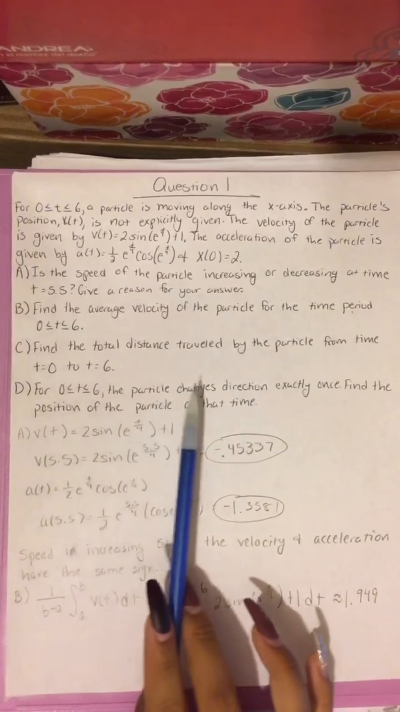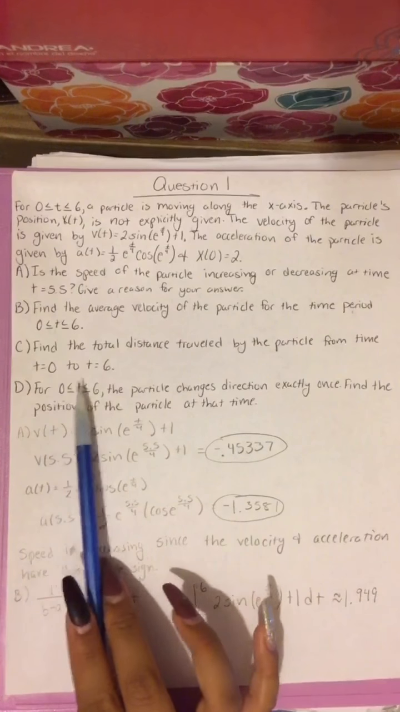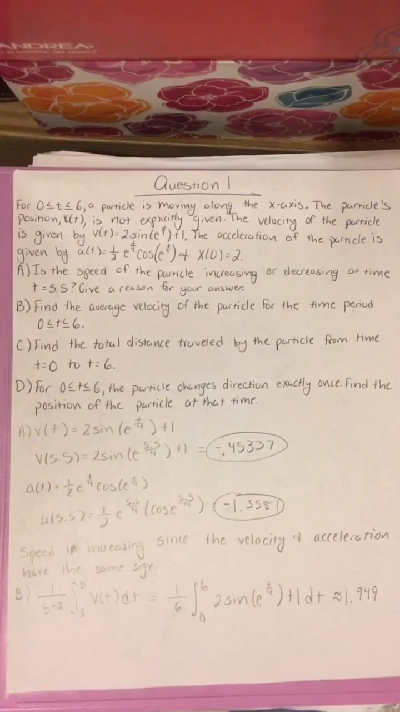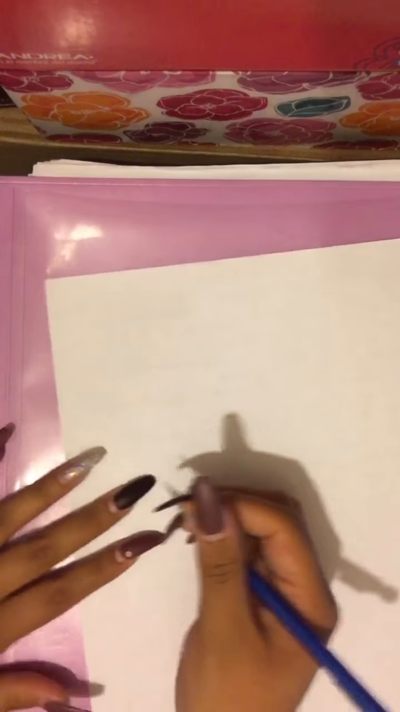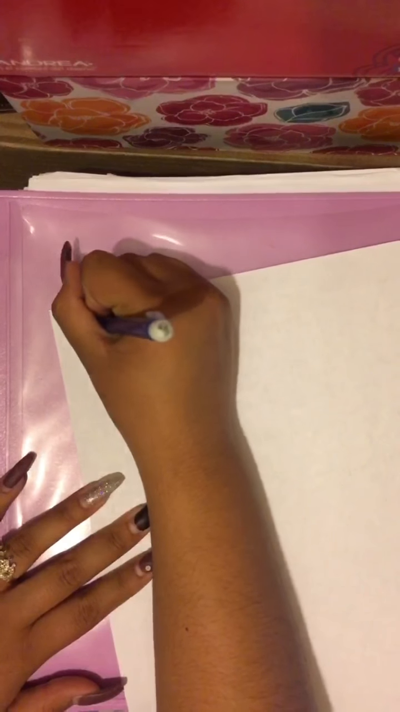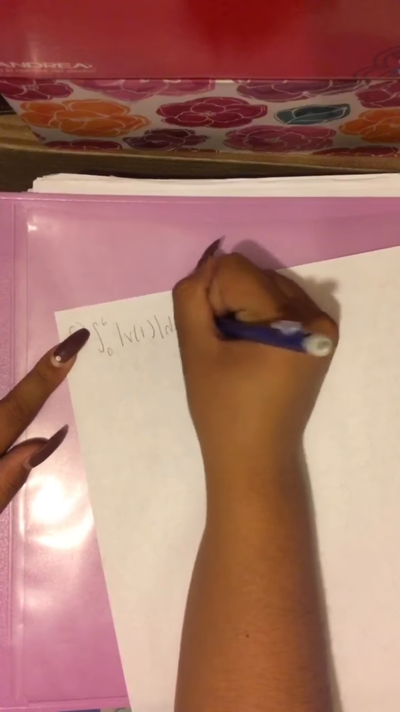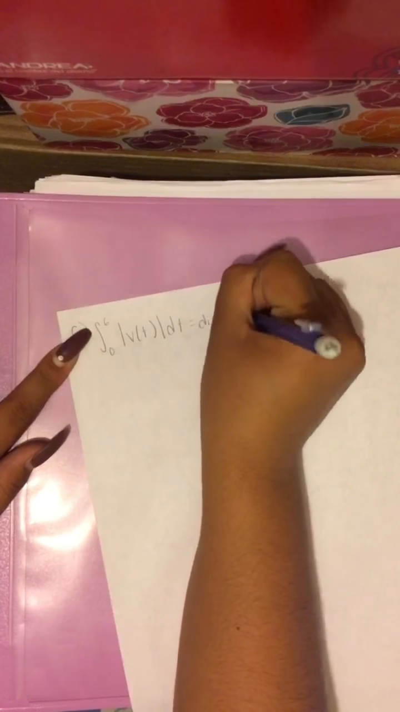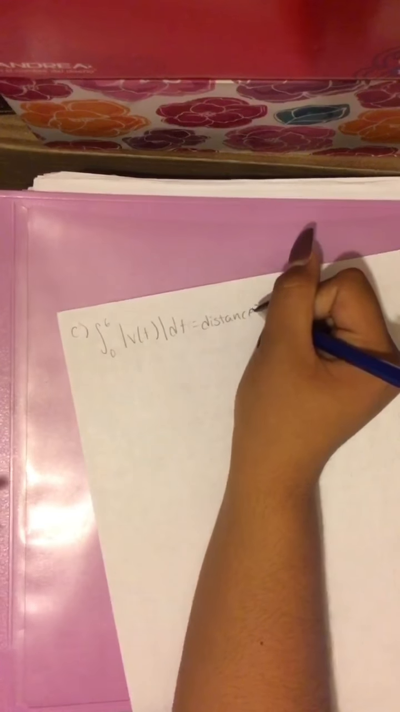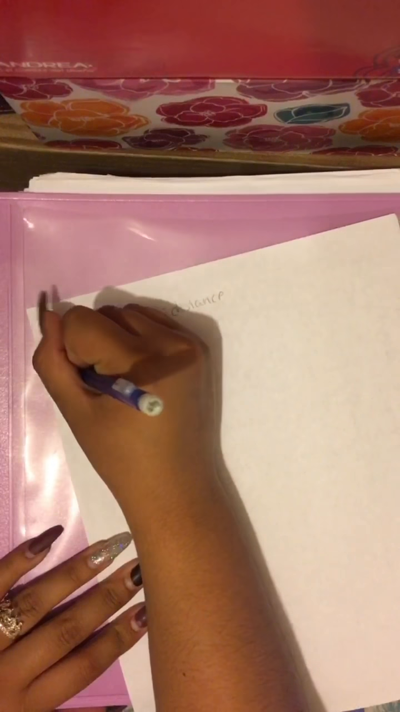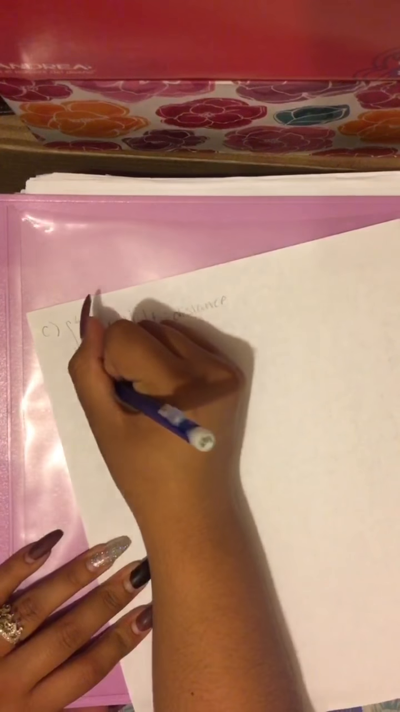So part C is: find the total distance traveled by the particle from time t = 0 to t = 6. The distance traveled is found by the integral from 0 to 6 of the absolute value of v(t) dt. For C, we're going to plug it into this formula, which is the absolute value of v(t) dt, and that will equal the distance. These are already our boundaries, so after we plug it in, it'll look like this.